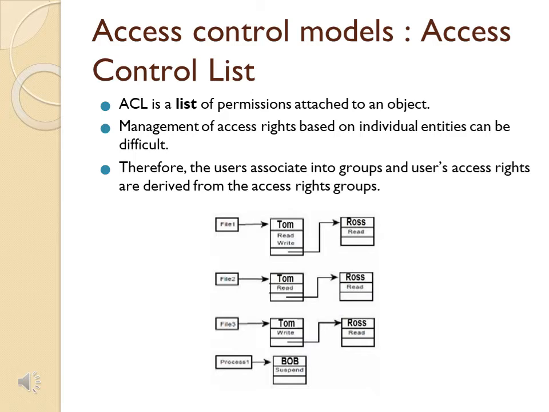File 1 has access of Tom and Ross. All are linked in a list form. Tom has read and write operation access on file 1, while Ross has only read operation access on file 1. Similarly, all lists can be explained.